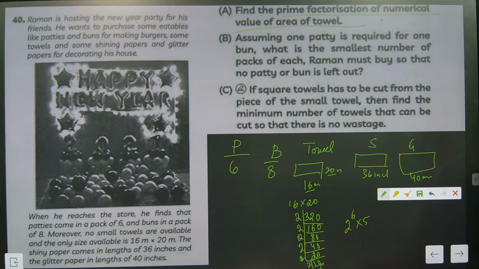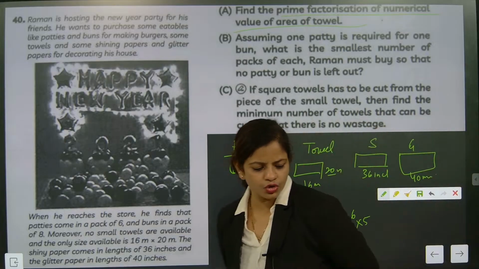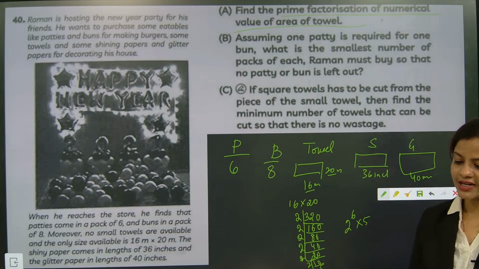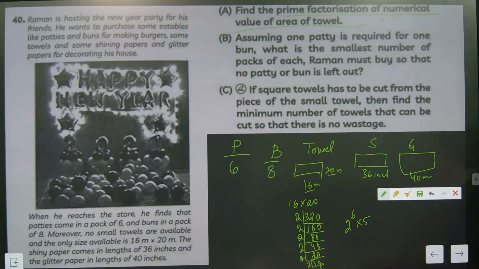Assuming one patty is required for one bun, what is the smallest number of packs of each Rahman must buy so that no patties or buns are left out? Understood or not? So how much will be there so that no patties should be left out? This is a very good question. Come on, go for it. No patties should be left out. So what do you have to do?